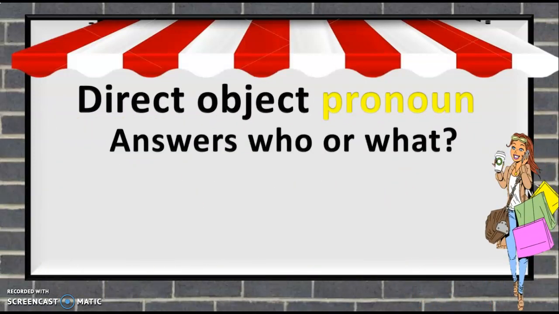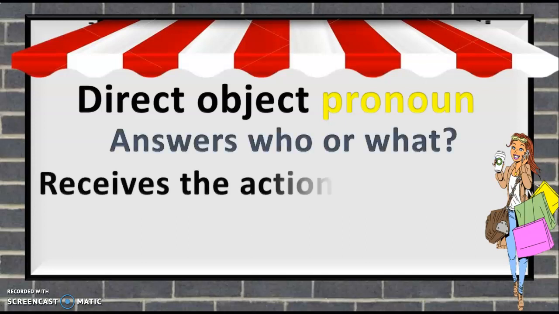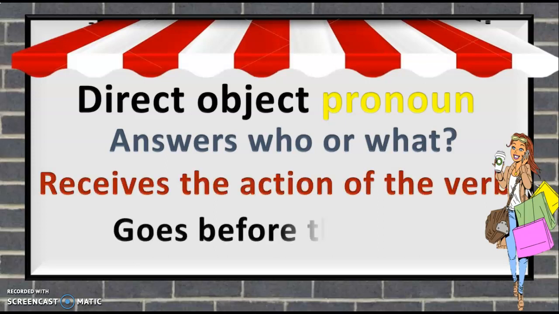So remember that a direct object pronoun answers who or what. It receives the action of the verb, and it goes before the verb.